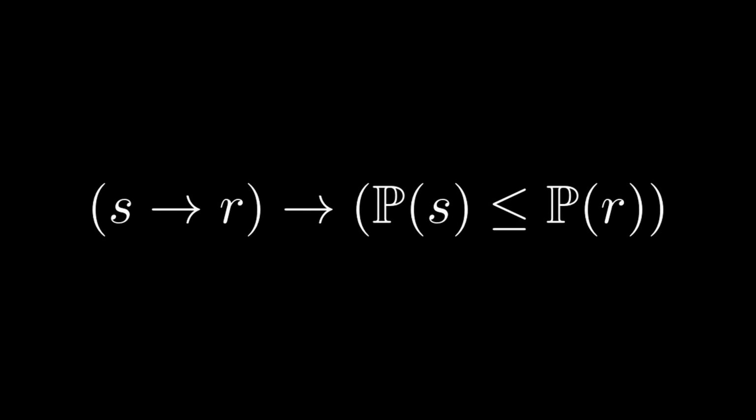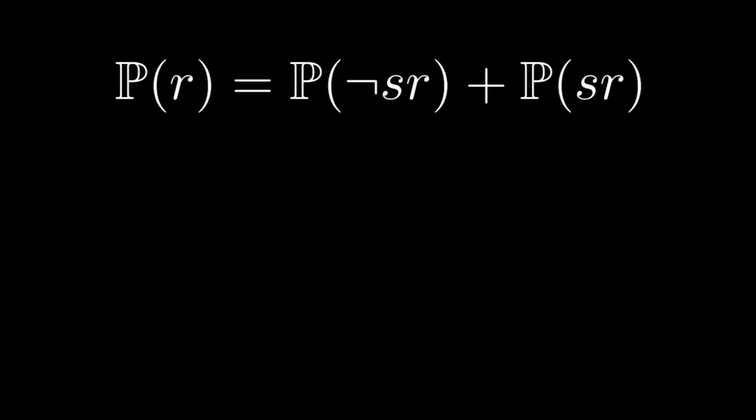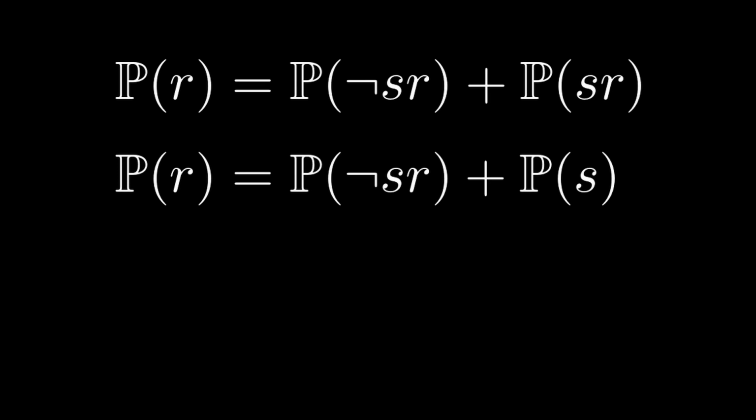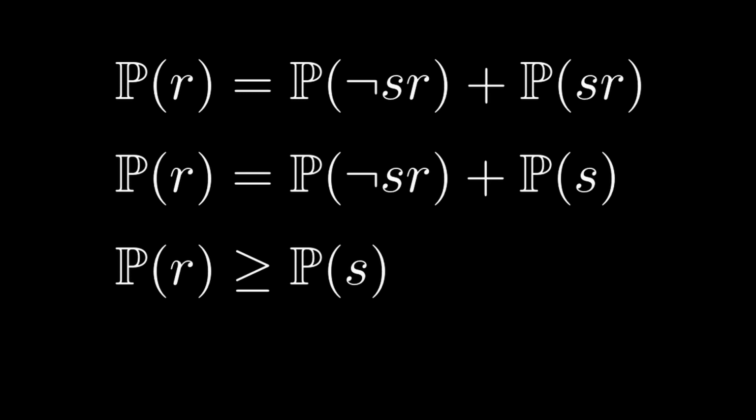So as before, we take our probability of R and we partition it into the two events where R happens but S does not, and the event where both R and S happen. This latter probability is just going to be the probability that S happens because S implies R. And so we see that probability of R is equal to some probability, which is non-negative, plus the probability of S, which means that the probability of R is greater than or equal to the probability of S.